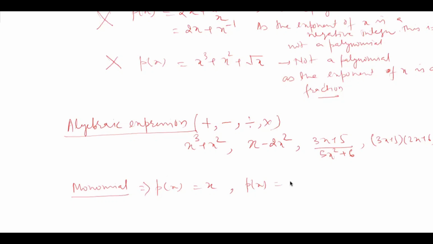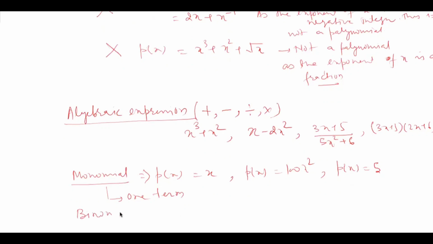P(x) equals 100x square. This is also a monomial. P(x) equals 5. This is also a monomial. Monomial: mono means one, nomial means term, meaning one term. One term in the polynomial will be called a monomial. Okay. Similarly, bi means two, so if you have got two terms in the polynomial, it will be called a binomial. It will be something like x square plus 5 or 2x minus 6 or anything of that nature, wherein you will have two terms.